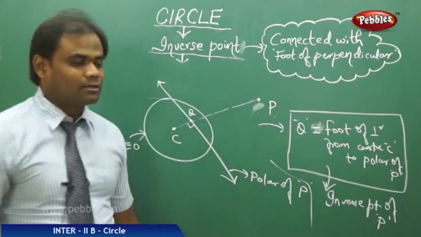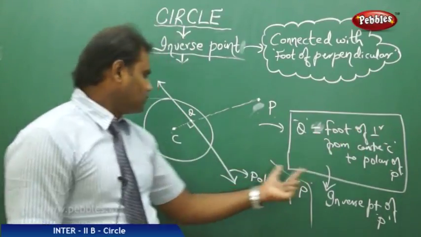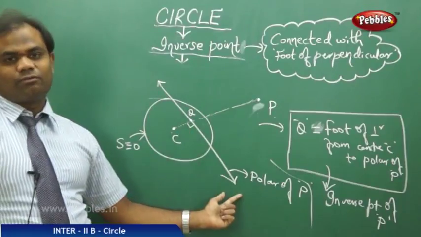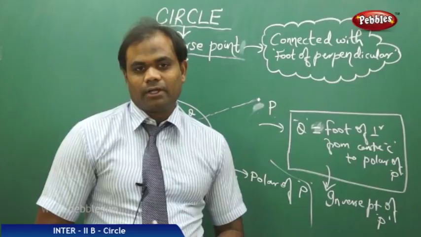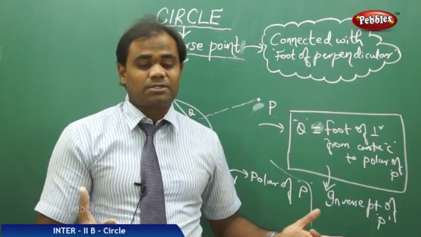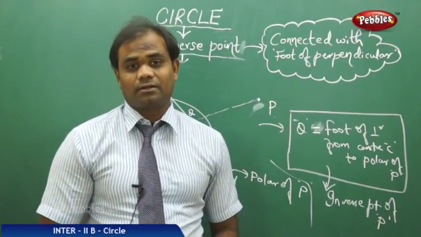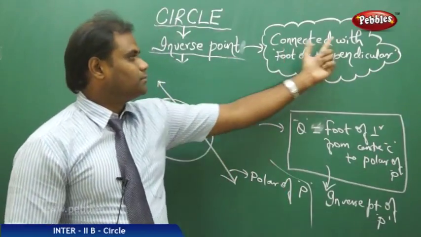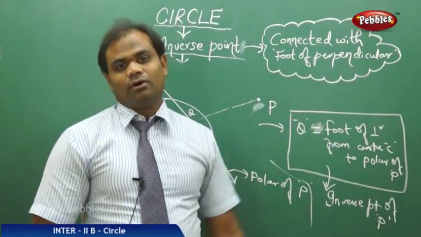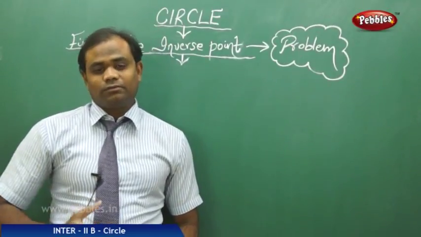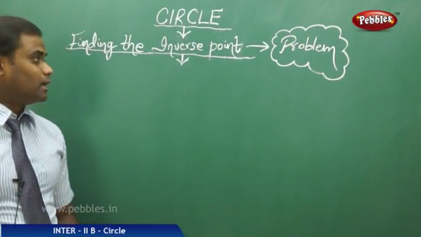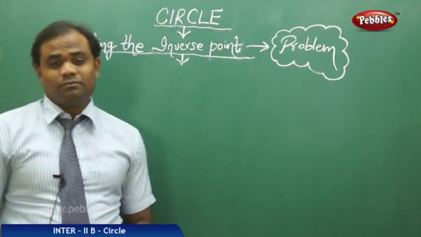So we understand Q, which is the foot of perpendicular from the center of the circle to the polar of P, is nothing but the inverse point of P, or the inverse point of Q as P, vice versa. That is how we understand the inverse point connected with the foot of perpendicular from the polar. Now let's see an example problem through which we understand the concept of finding the inverse point through a better procedure.